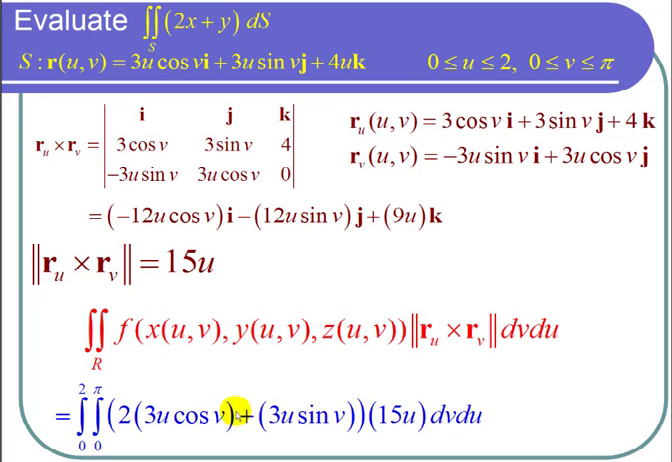So I could work this out by hand. It's not that difficult, but instead I used a calculator, and I got that this double integral is equal to 240. So I can conclude that the surface integral over S of 2x plus y dS, where S is r of u,v, is equal to 240. And I'm done with the problem.